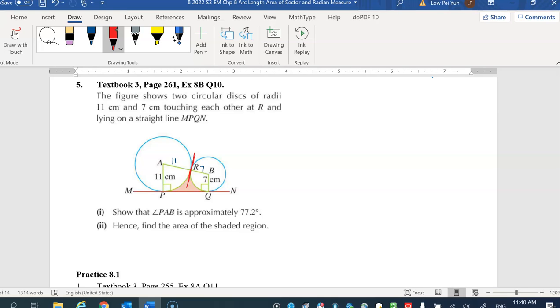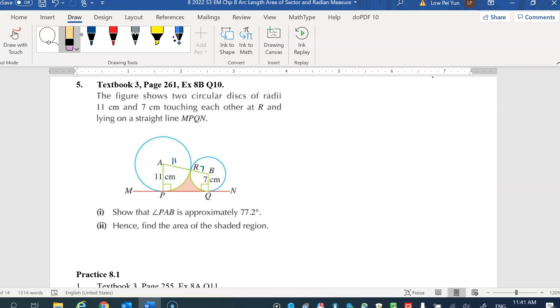And if this is a tangent, tangent being perpendicular to radius, then these two will be 90 degrees. 90 plus 90 is 180. So ARB must be a straight line. Alright? Okay, so let me erase this away because it will obstruct me when I explain.